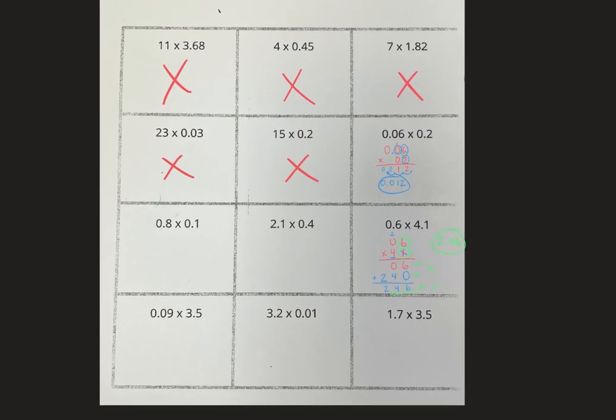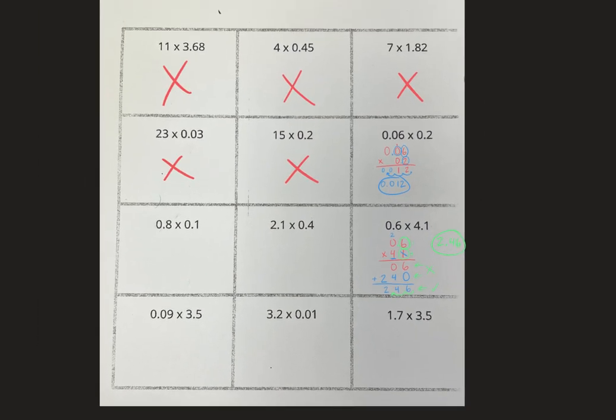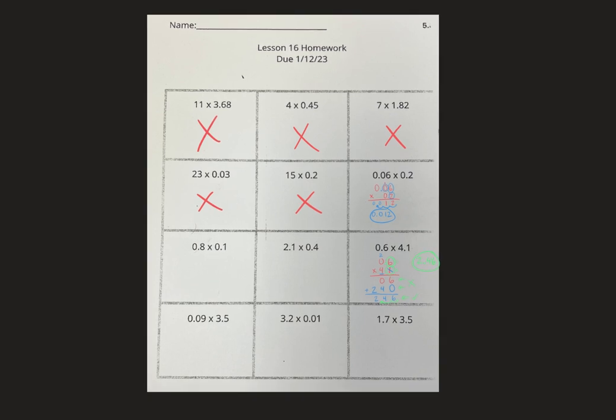Okay, so you guys, I've already done 2 for you. That means that you can do all of the ones with whole numbers at the top, and then you can do the 5 that have a decimal times a decimal. You guys can finish that up for homework. It is due on Friday, January 12th.